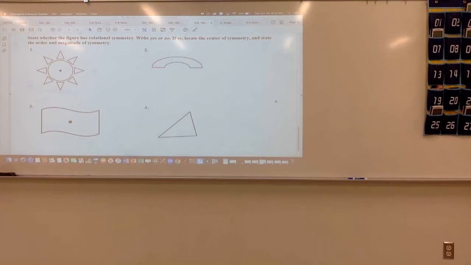So in number 1, an order of 1 would just mean that every single figure ever has 360 degrees because we rotate it all the way around and sit on top of it. So we would say no.